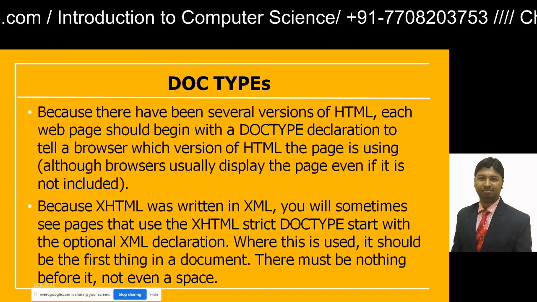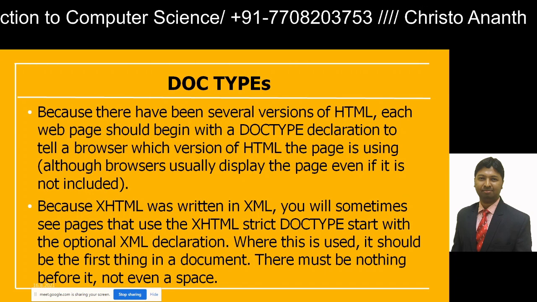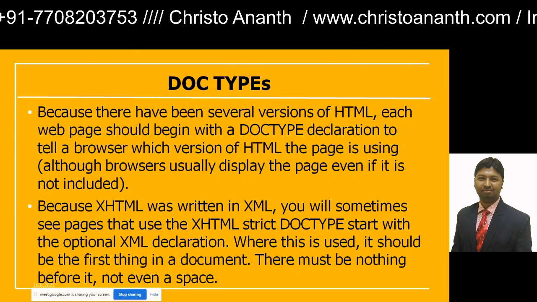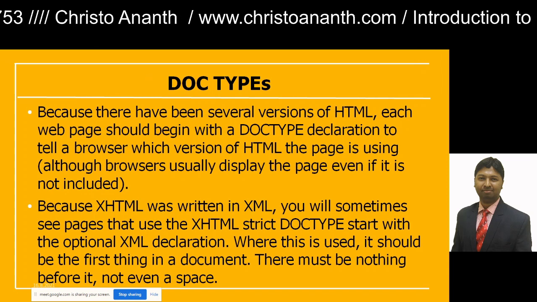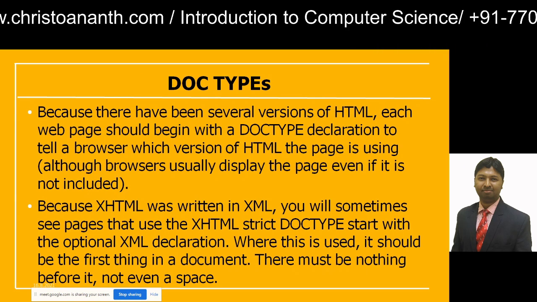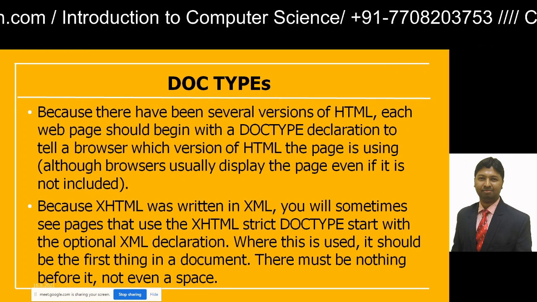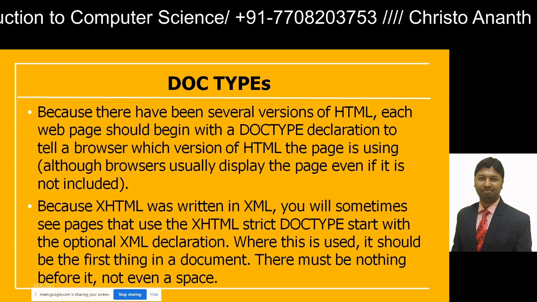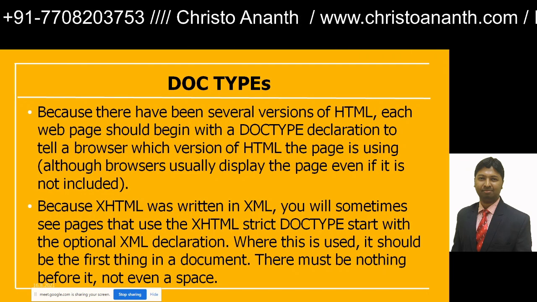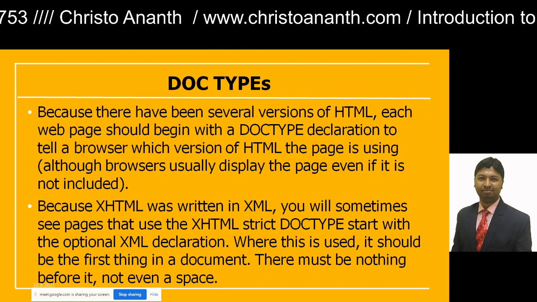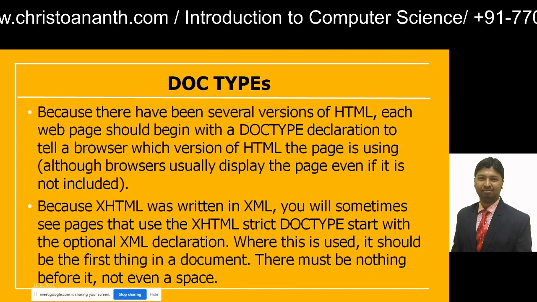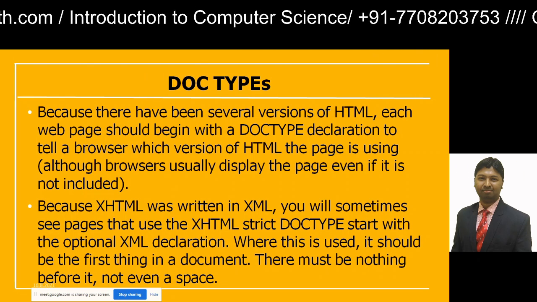This XHTML was written in XML. You will sometimes see pages that use the XHTML strict doc type format, which start with an optional XML declaration. Whenever the XHTML strict doc type is being used, it should be the first thing in a document. There shouldn't be anything before that, not even a space. So this is how you start a normal HTML code if you are using the XHTML strict doc type format.